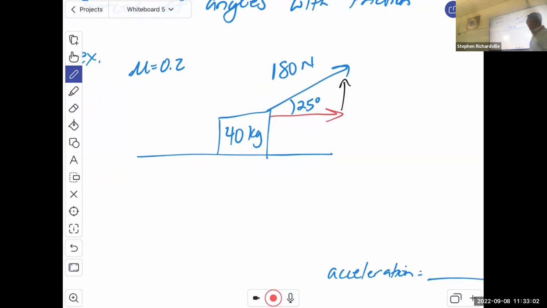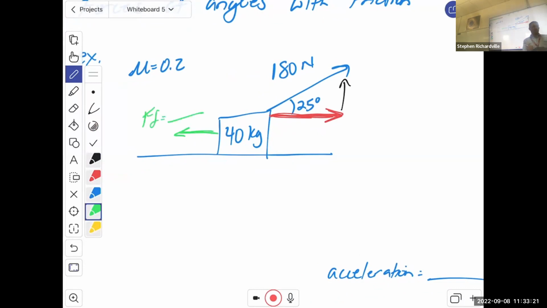and not all of it is making it go, so I kind of understand my goal here. I need to figure out in red how much of my 180 is actually making it go. But then because of mu, I need to figure out how much is friction that's opposing. It's force friction, that's FF. Lots of forces. So how much is making it go? How much is opposing? Then I can do F equals ma. That's my goal. All right. First thing I do, just like projectile motion, is break it up. So this guy's going to be 180 cosine 25.